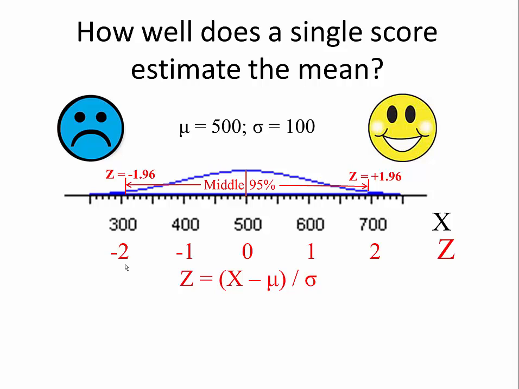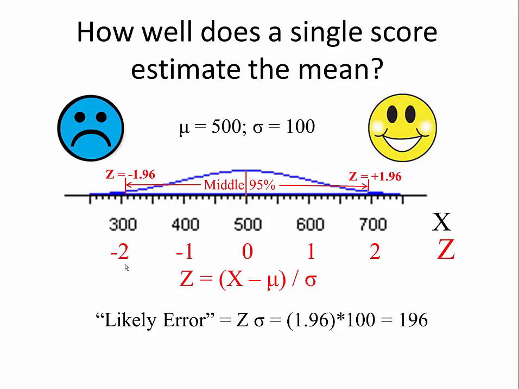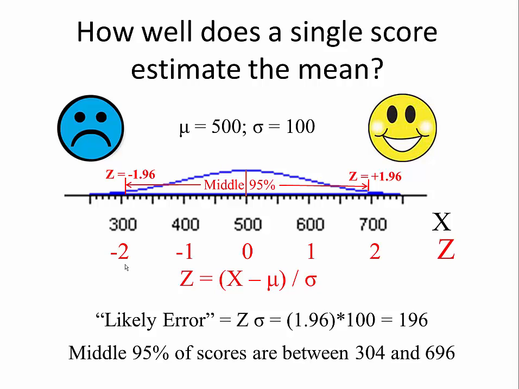To find the x-scores that cut off the middle 95% of the distribution, we can use this z-score and multiply it by the standard deviation. So the z is about 2, so the z-score of 2 corresponds to an x-score of 700 in our example. Or a little more accurately, 1.96 times 100 gives us 196. So we could call that the likely error. That is, 95% of the scores will be within 196 of the population mean. This tells us that the middle 95% of the scores are between 304 and 696.